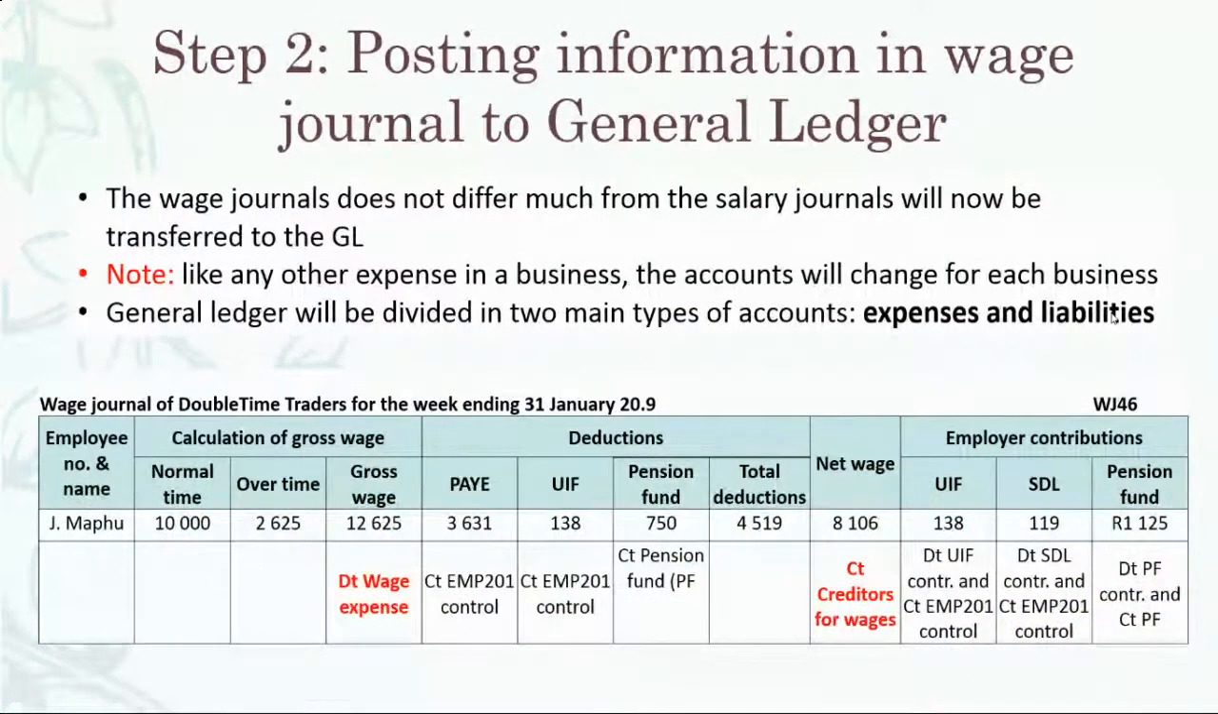Now, if we post that to our general ledger accounts, the main difference is instead of taking it to salary expenses, we take it to wage expenses, and then the other accounts look the same, and then your net wage goes to creditors for wages as opposed to creditors for salaries. But the other account names are all the same whether you pay salaries or whether you pay wages.